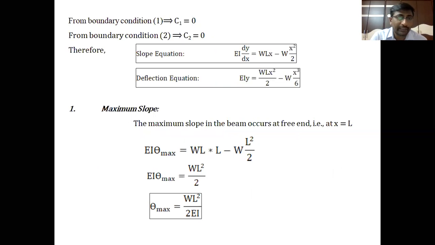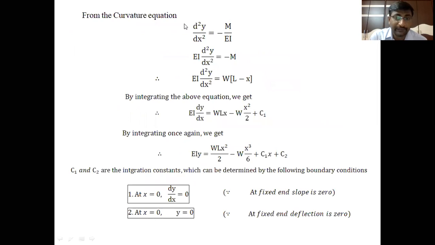So from these two boundary conditions, from boundary condition 1, C1 is 0, and from boundary condition 2, C2 is also 0. So after eliminating C1 and C2, we can write the slope and deflection. This is the slope including C1. This is the deflection including C1, C2. So C1, C2 values are 0. Therefore, we can replace C1 with 0. So the remaining equation is the slope equation. If we substitute the C1, C2 values as 0, we will get the remaining equation as the deflection equation.